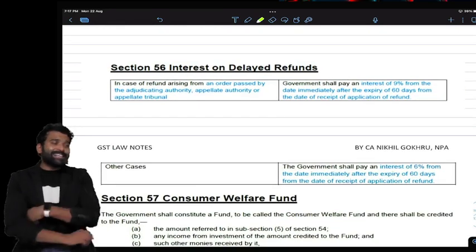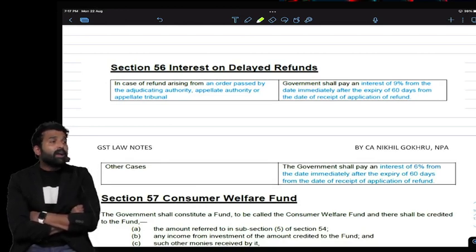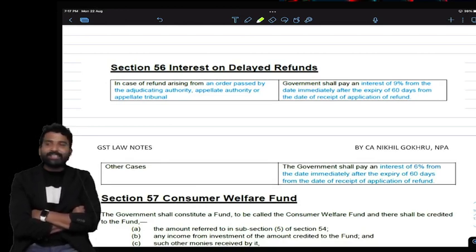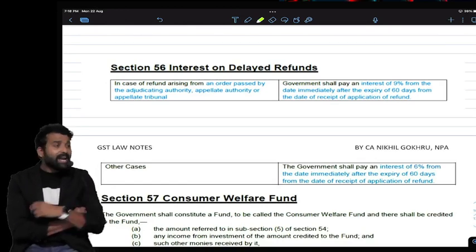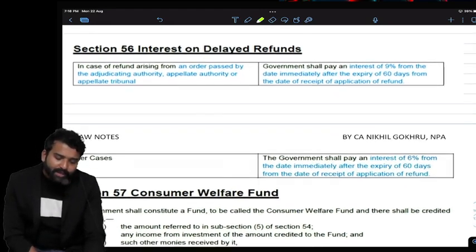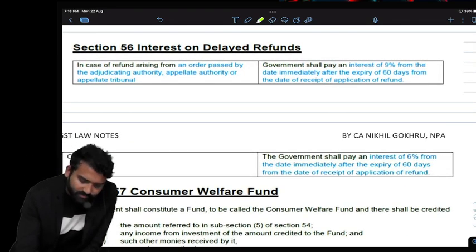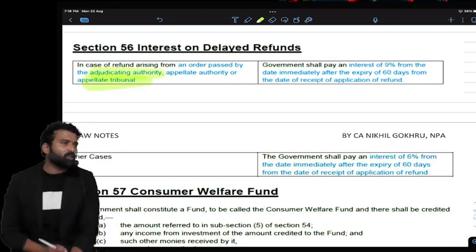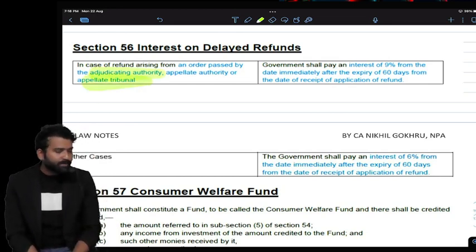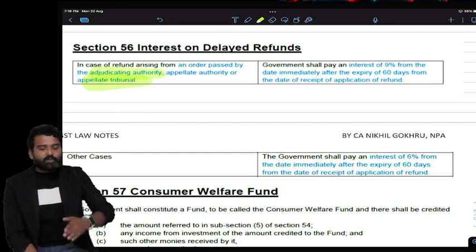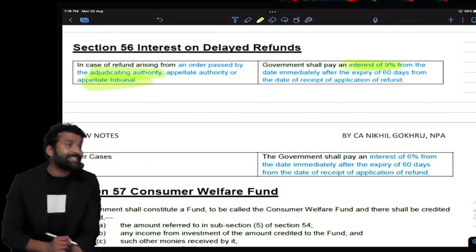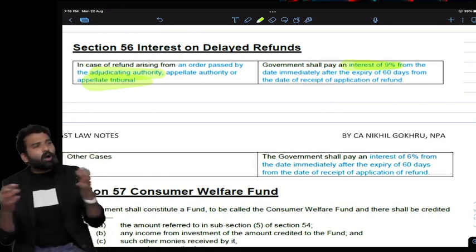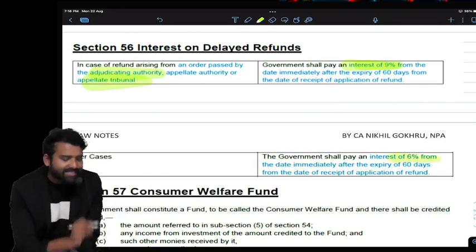Another point which is interesting is interest. If they are not giving the refund within 60 days, they are liable for interest as well. Government will pay us the interest, and there are two different rates of interest. If the refund is due to court order or the adjudicating authority order, means the officer ordered the refund because of any appeal or because of any adjudication, there was a refund. And if they are not giving us the refund within 60 days, they are liable for interest at the rate 9%. In all the other cases, the rate of interest for refund is 6%.